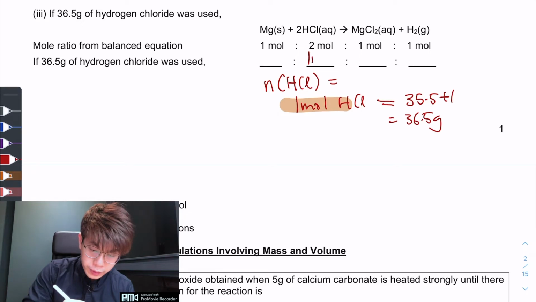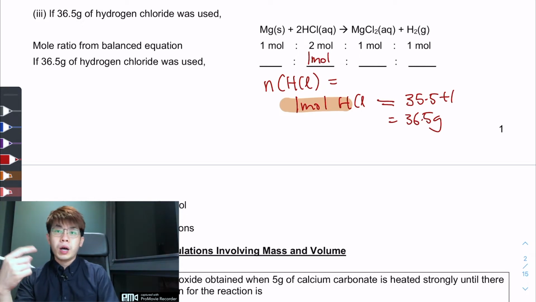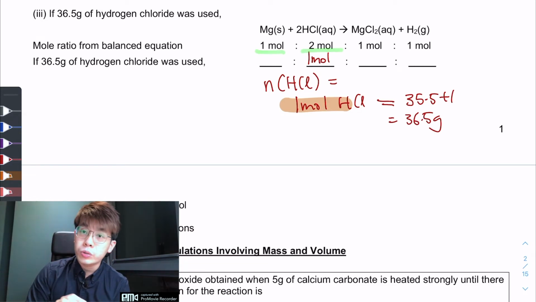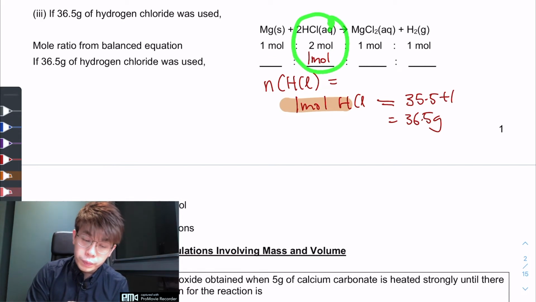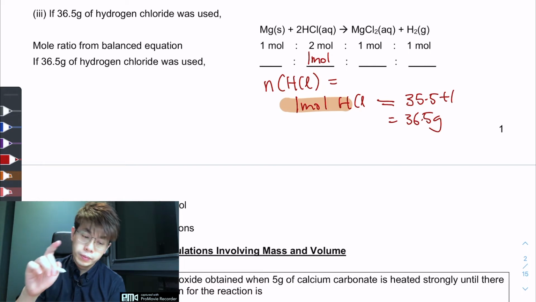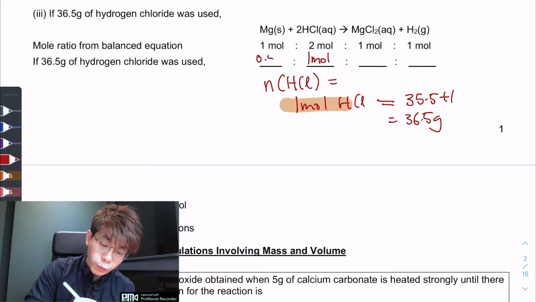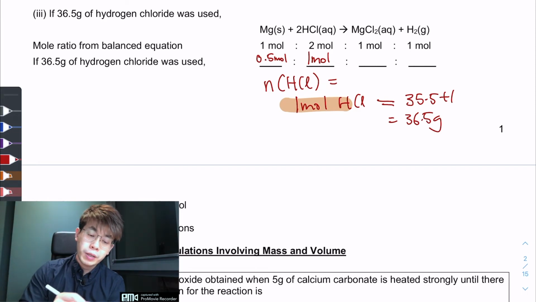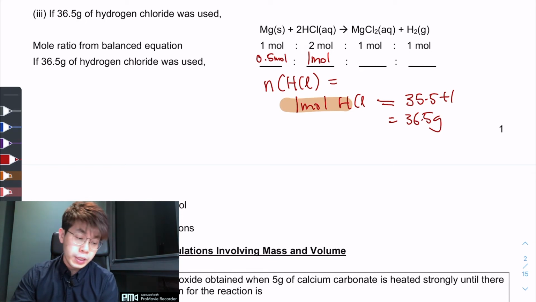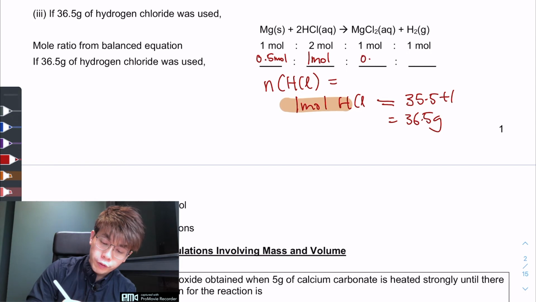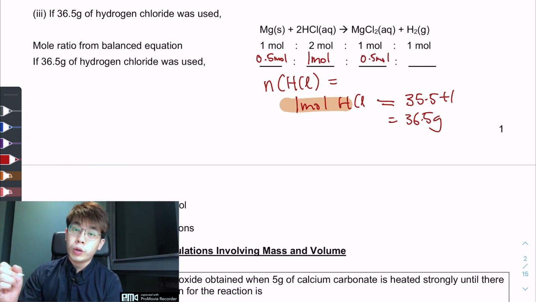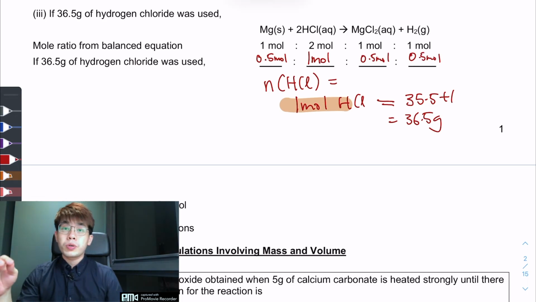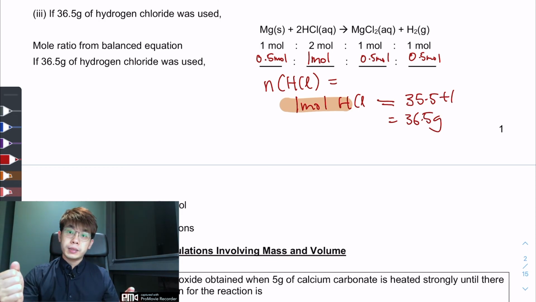So if I use 1 mole of HCl, how much Mg do I need? You can see that the Mg to HCl ratio is 1 is to 2. But now my HCl is 1 mole. So how many moles of Mg do I need? Yep, divide it by 2, and therefore I need 0.5 mole. If I use 36.5 grams of hydrogen chloride, how many moles of MgCl2 do I form? Well, 0.5 moles. And how many moles of H2 do I form? 0.5 moles.